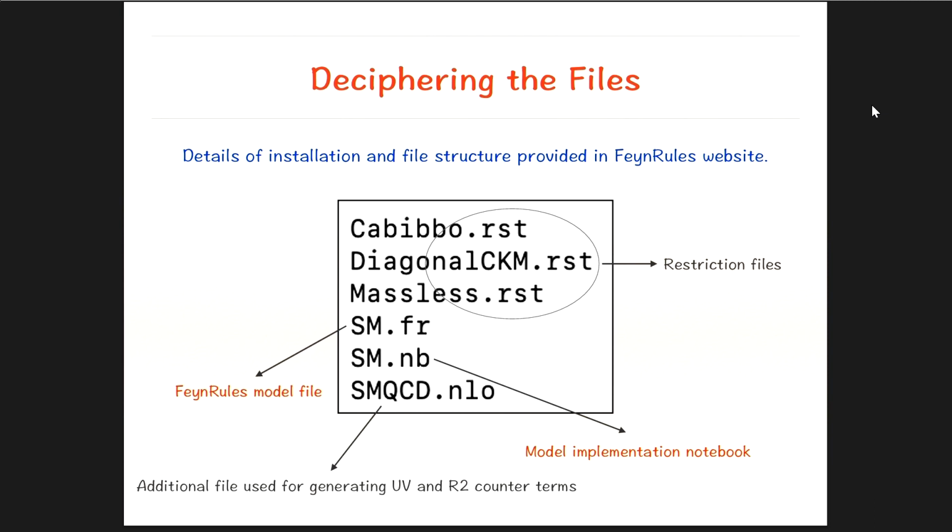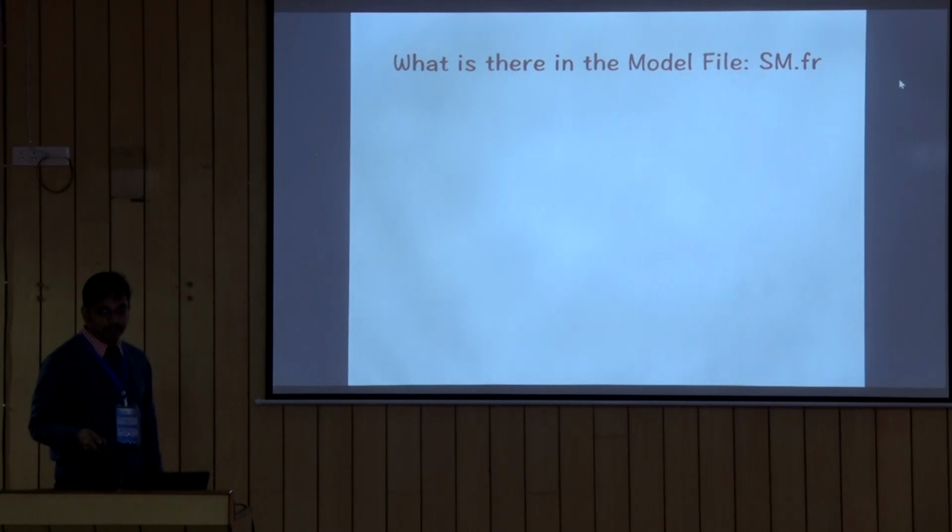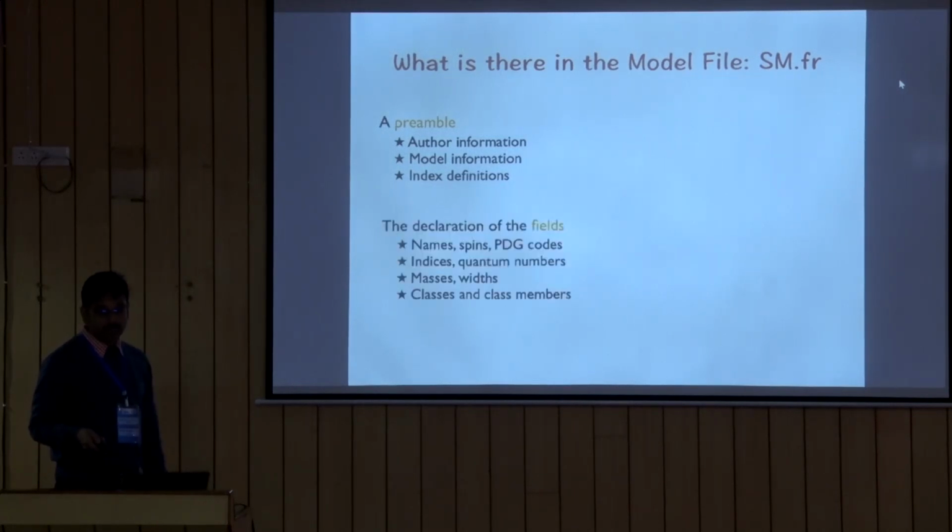and SMQCD-NLO is the additional file used for generating UV and IR, I think, counterterms, R2, okay. So what is there in the standard model file, say for example SM.fr.